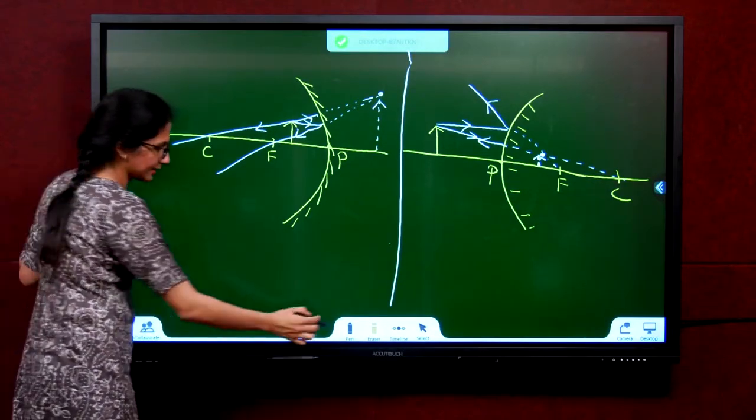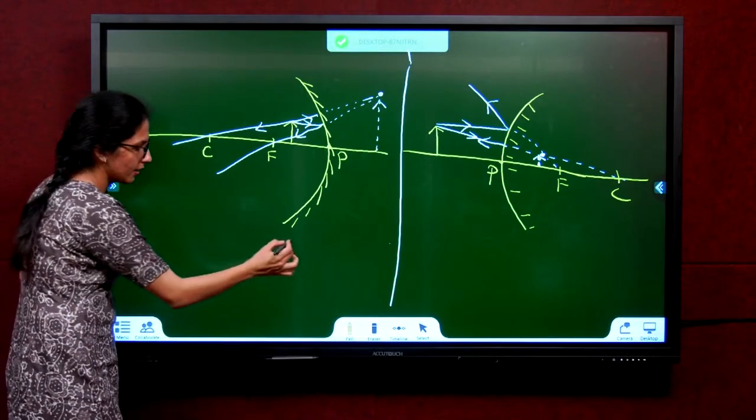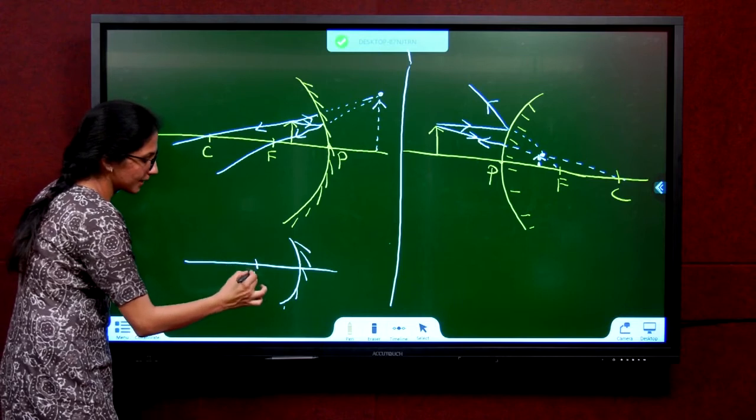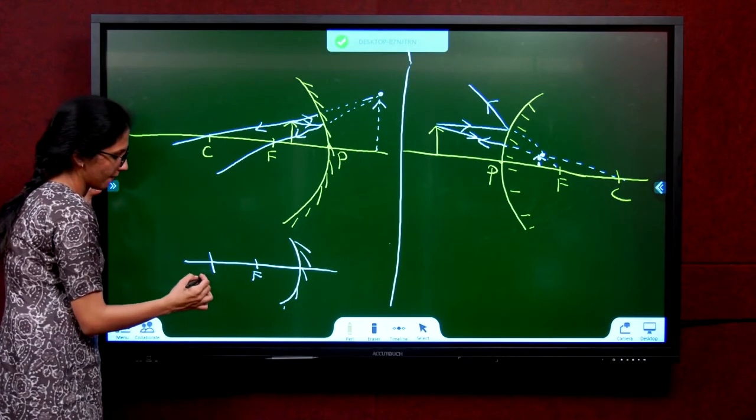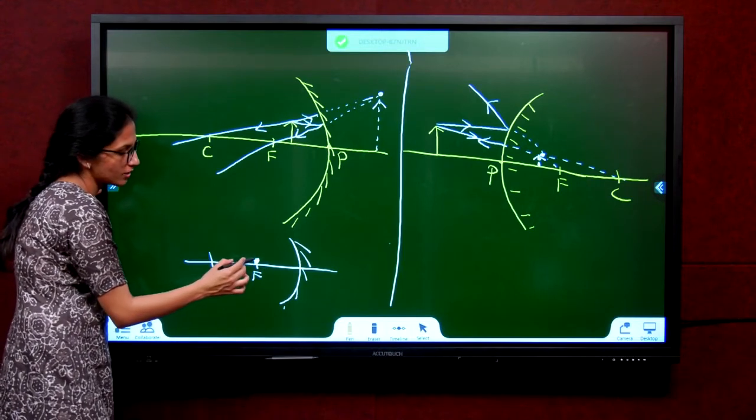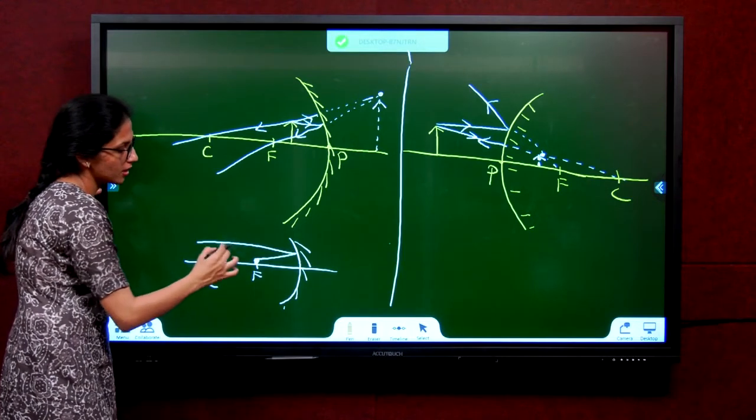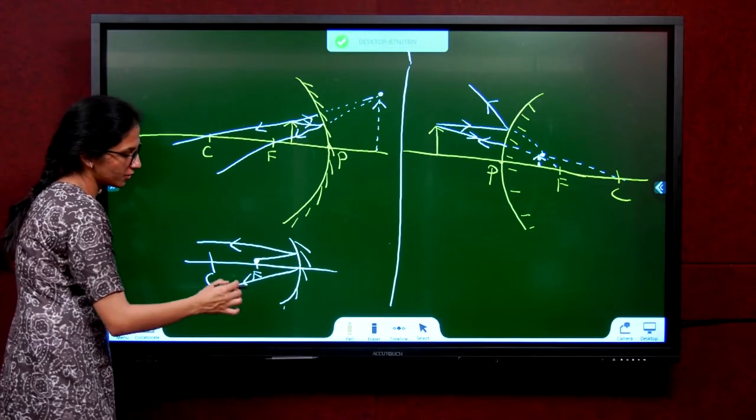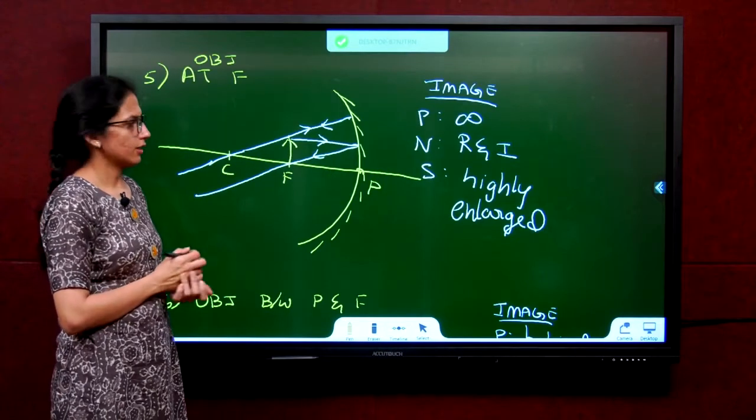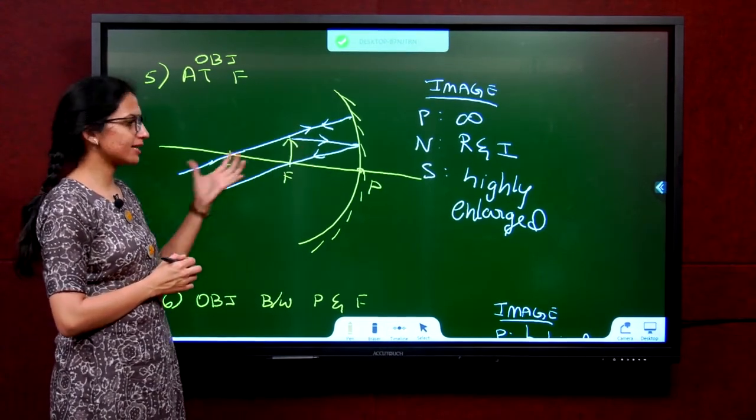Next, very good example application of concave mirror is in the case of headlights. Carefully listen. If my object is placed at focus, what did we see? We saw that if the object is placed at focus, the rays coming out are parallel. Do you remember? Let's recap and let's go back to that ray diagram. So if you keep the object at focus, the rays coming out are parallel.